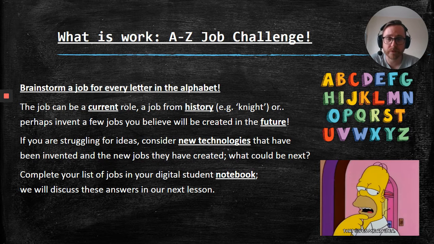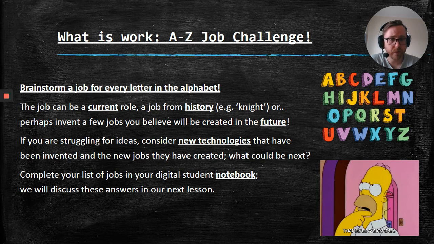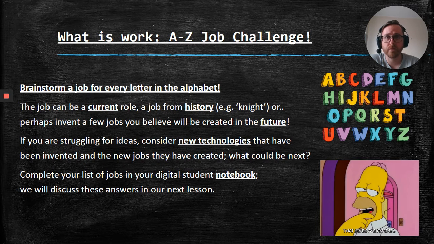So if I had given this job challenge to students 20 years ago, and I had said, what's the job for the future? They might have said, well, maybe in the future we'll have smartphones, or maybe in the future we will have solar power, or something like that. So think about future technologies that might be created for some of those hard to think of letters. If you're struggling for ideas, yeah, that's what I just said. Way to go, Mr. Tapley.